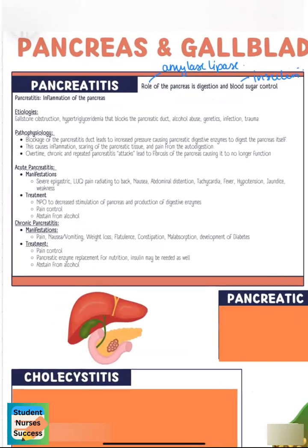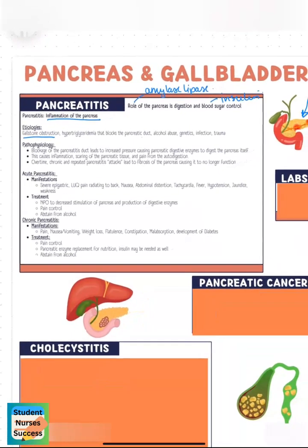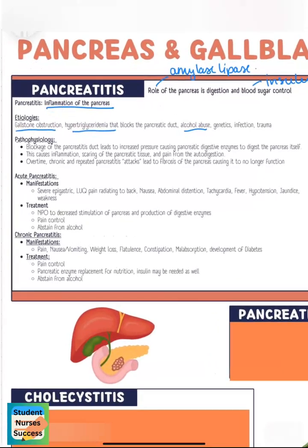So, pancreatitis, by definition, is inflammation of the pancreas. The common causes of pancreatitis can be gallstone obstruction, because if a gallstone gets stopped up right here, it can back up and cause pancreatic issues. We also know that high triglycerides can block the pancreatic duct, because the liver is up in this area as well, and so liver issues can also cause pancreas issues. Alcohol abuse, genetics, infection, and trauma all relate to pancreatic disorders.